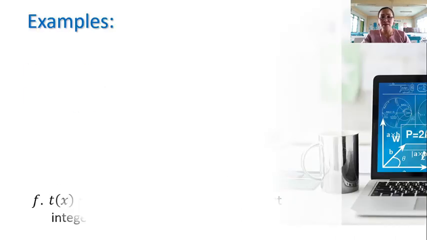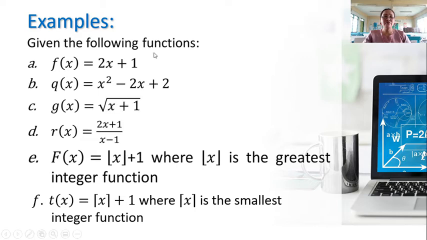For example, given the following functions: f of x, which is equal to 2x plus 1; q of x, which is equal to x squared minus 2x plus 2; g of x is equal to the square root of x plus 1; r of x, which is equal to 2x plus 1 all over x minus 1; f of x, which is equal to the floor function of x plus 1, where the floor function of x is the greatest integer function; and t of x, which is equal to the ceiling function of x plus 1, where the ceiling function of x is the smallest integer function.